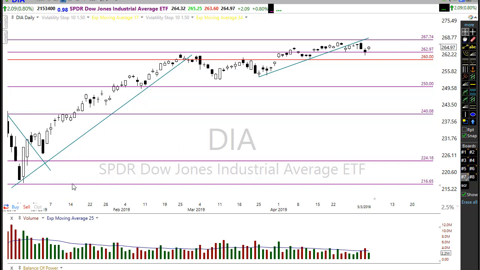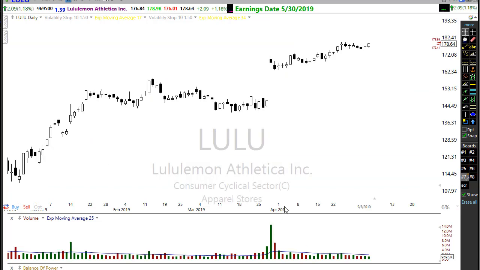Didn't intend to go there, but we went there. Okay. Let's take a look at kind of what I call a gap and go type pattern. And that would be like Lulu.